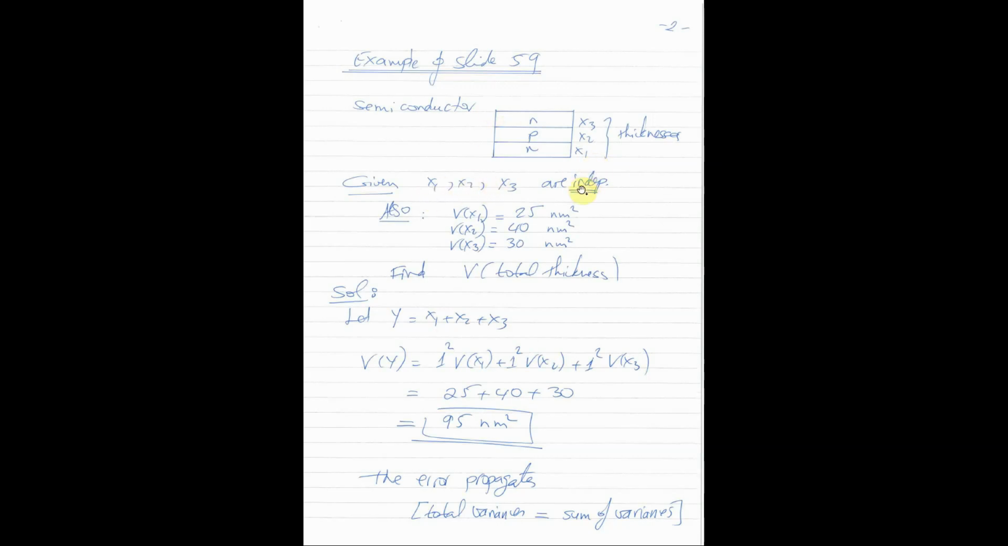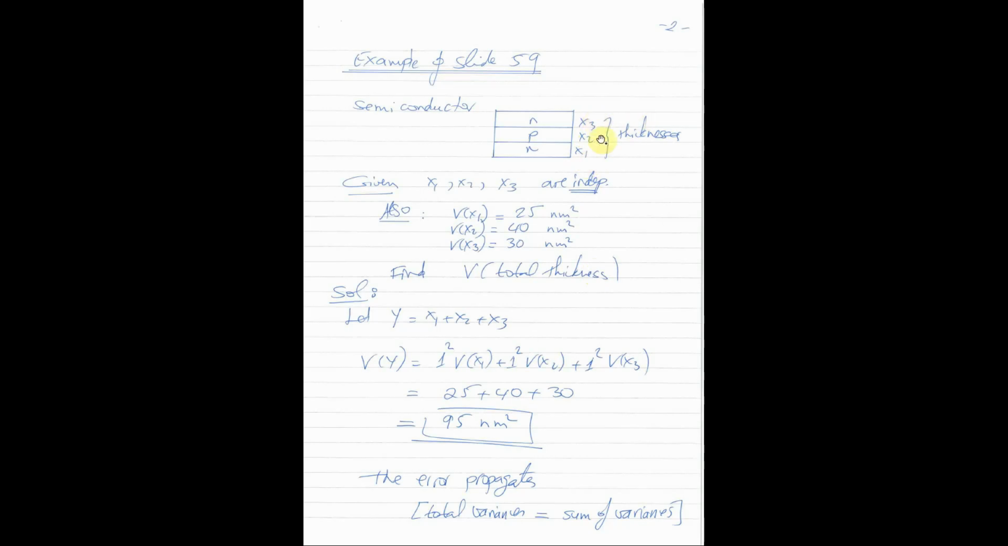In addition to this, the problem, if you read it later, tells us also that the variance of X1 is equal to 25 nanometers squared, the variance of X2 is equal to 40, and the variance of X3 is equal to 30 nanometers squared. Now, what is the question here? The question is to find the variance of the total thickness. If we know the variance of X1 and the variance of X2 and the variance of X3 separately, what is the variance of the total thickness?